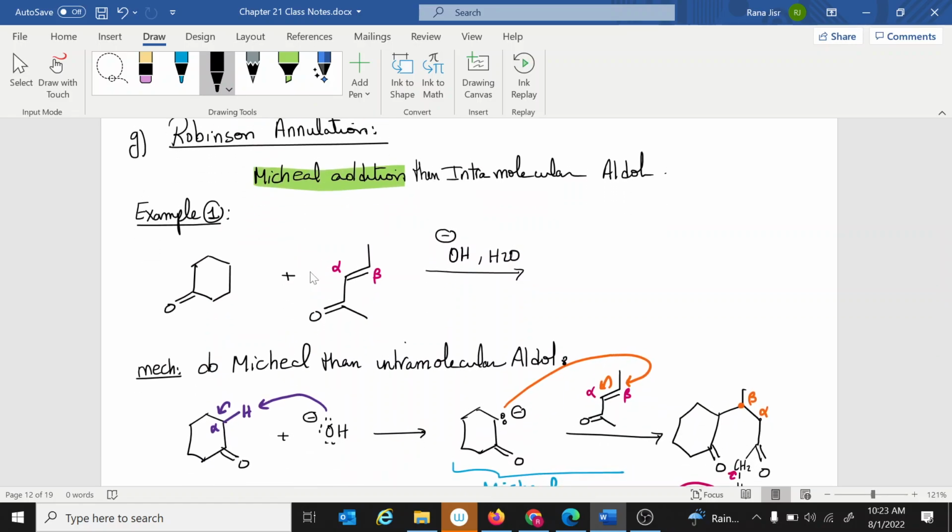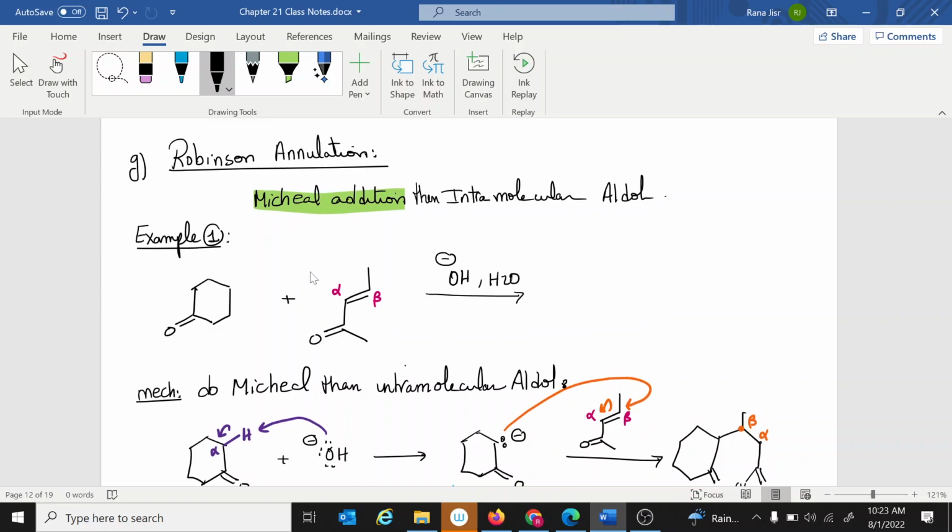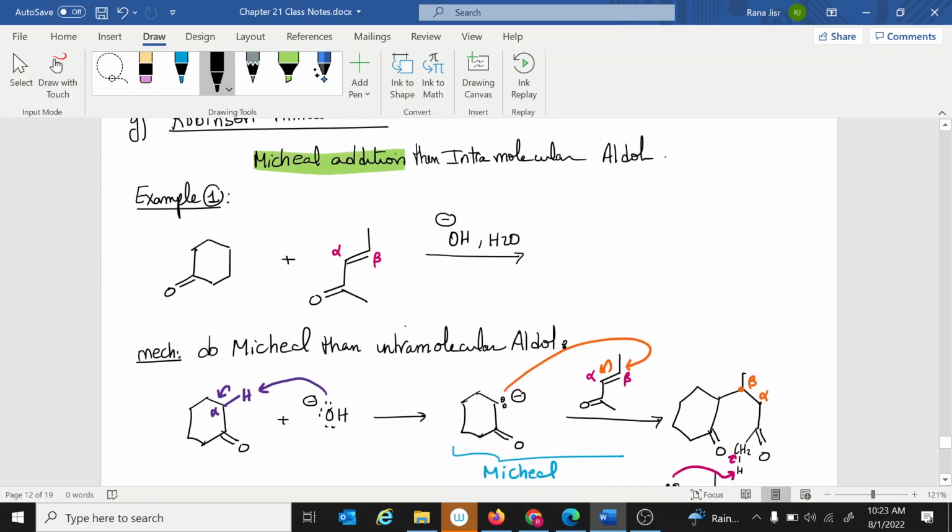So you start with the Michael addition first. You do the Michael addition first, and then after you do the Michael addition, you do the intramolecular aldol condensation. In these reactions, I'm using a base. Because I'm using an aldol condensation, I'm going to use an NaOH base. I can use an NaOR as well, or an NaOR in the presence of ethanol. Any one of those can do the job. But always I'm going to start with a Michael addition.